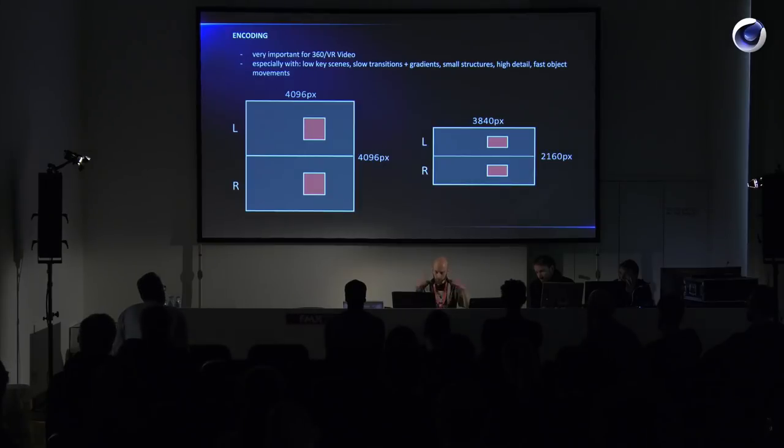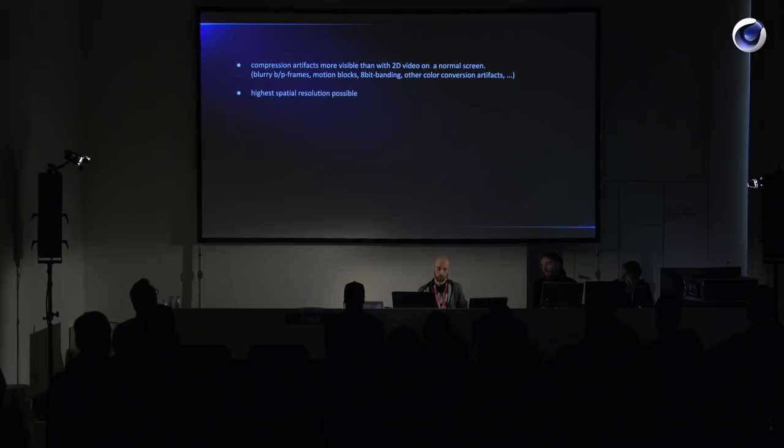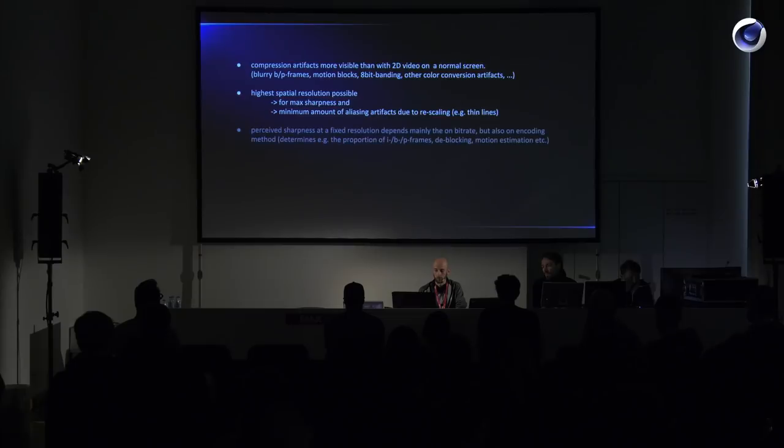And if you scale this up, the artifacts that you create with encoding are right in your face. So they are much more visible than with normal 2D video. For example, the blurry B and P frames of the encoding, motion blocks, 8-bit banding, and other color conversion artifacts. So it's recommended to always use the highest spatial resolution possible, of course, for maximum sharpness, and also for the minimum amount of aliasing artifacts due to rescaling with thin lines, for example.